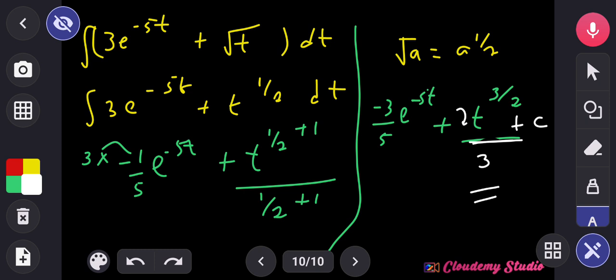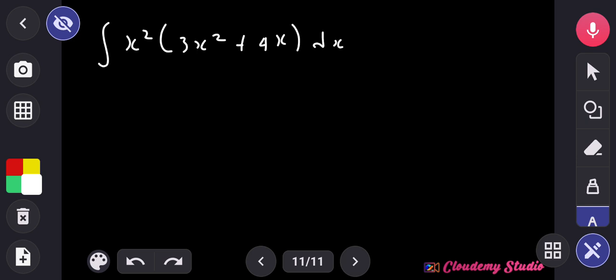Let us take for an example. Let us say we have a question like integrate x raised to power 2, 3x squared plus 4x, dx. This one is not difficult. What are you going to do? You can multiply through by this x squared. You can open your bracket with this x squared. And we're going to be having 3x to the power 4 plus 4x to the power 3, dx.